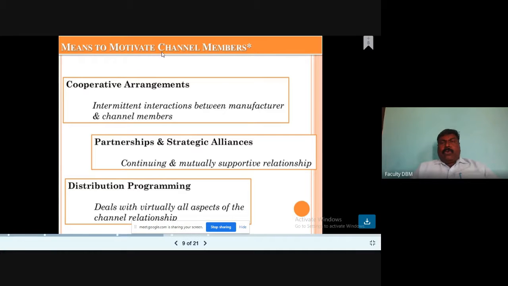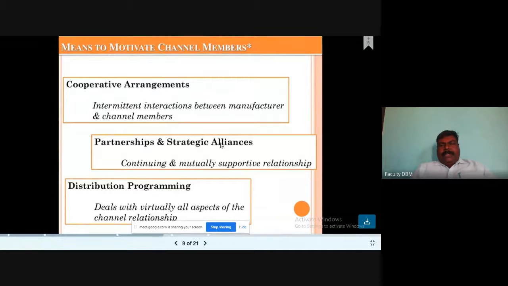Means to motivate the channel members: cooperative arrangements, and intermittent, meaning in the middle, interaction between manufacturer and channel members. They have to keep a dealers meet. You would have asked your friends or relatives or anyone nearby. The company will come forward to have a dealers meet, retailers meet. They will be meeting and discussing, and they will be motivating these people to do more sales and cooperate with them when there is a problem.